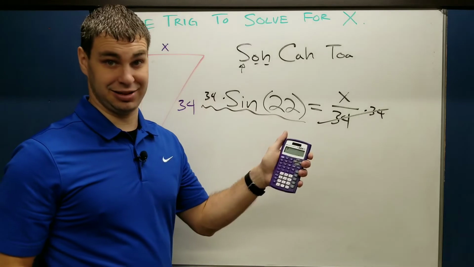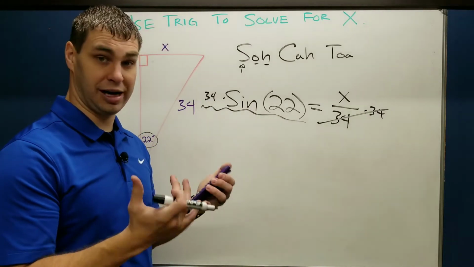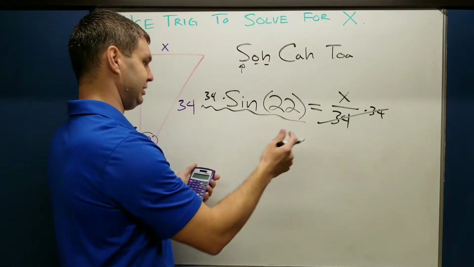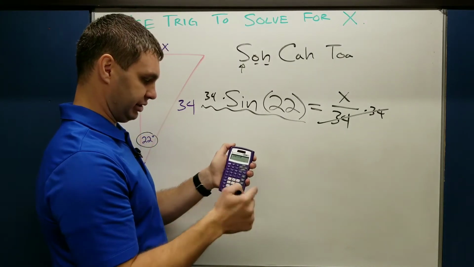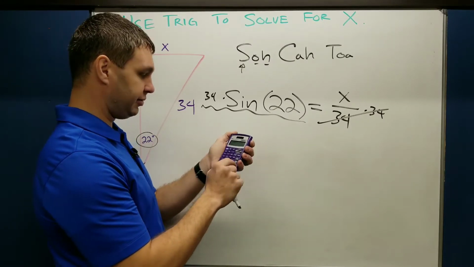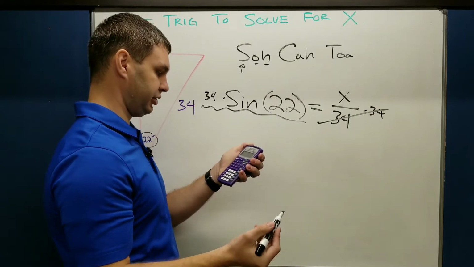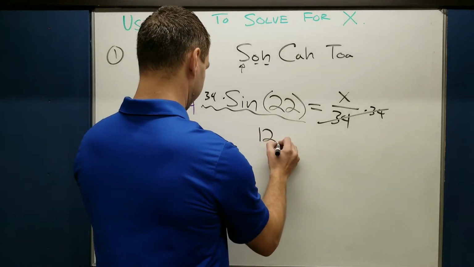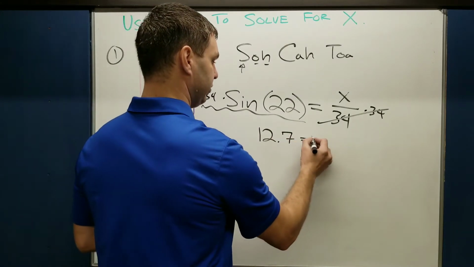Now, the nice thing with this is you can let the calculator do all the work for you. You will need either a scientific or a graphing calculator, and just type it in exactly like it looks on its left side. 34 sine, if you're using one like this, that's a couple rows above the 7, 8, and 9, sine of 22. Then hit enter, and it tells you this is 12 point, if I round to the nearest tenth, 12.7 equals X.